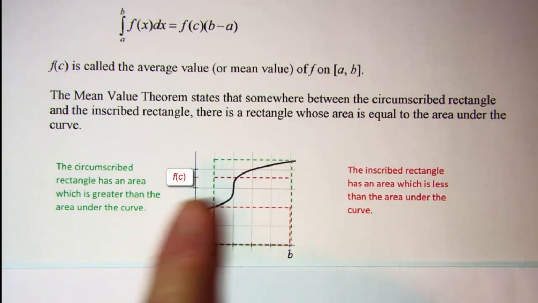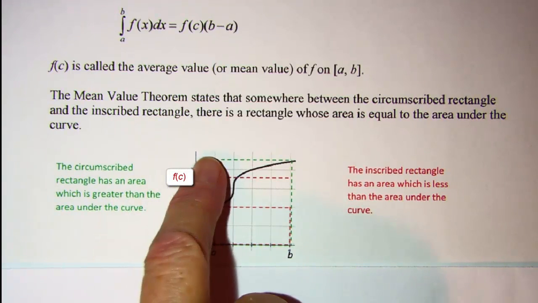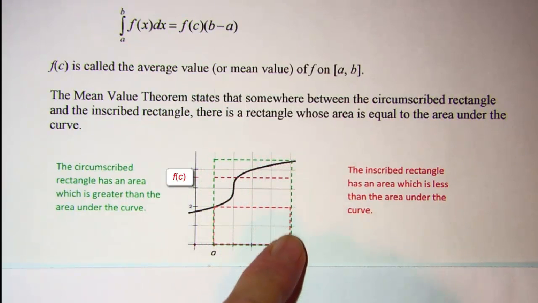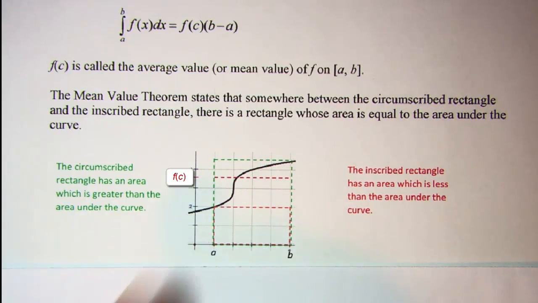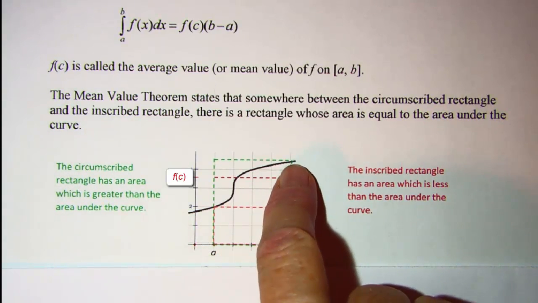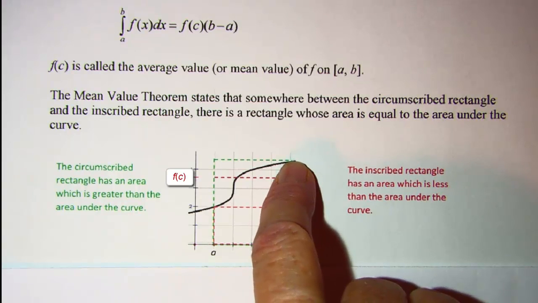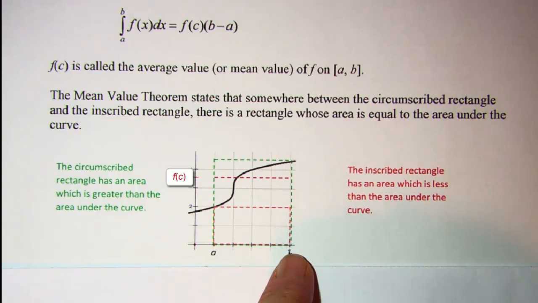The circumscribed rectangle, which is the green dotted line, is the rectangle that encloses the whole entire area from a to b. So it's from the maximum point up here down to the axis, and then a to b. The circumscribed rectangle has an area that's greater than the area under the curve.